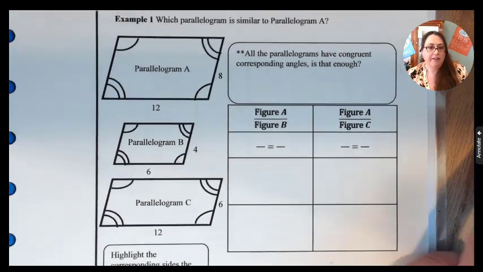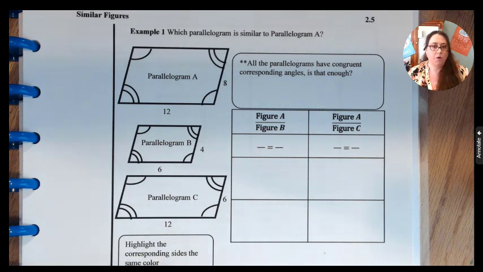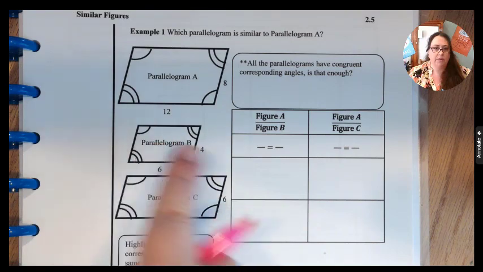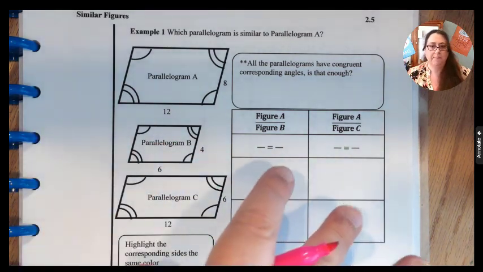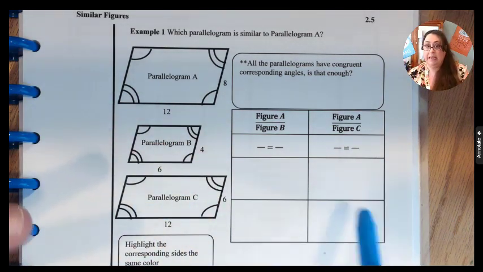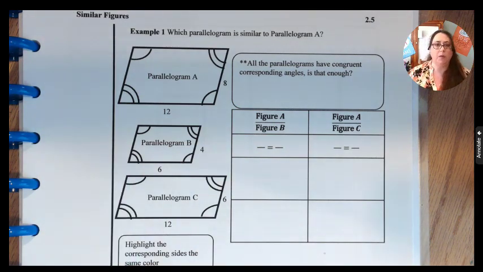I have a hint down here, and it says highlight the corresponding sides the same color. Why do we do that? Well, it helps our brain figure out what's going on. When I'm looking at this, I have an 8 and a 12, a 4 and a 6, and a 6 and a 12. I'm ignoring C. Anything that has to do with C right now, I'm ignoring. I'm only going to work on B, so that I only work on one piece at a time.